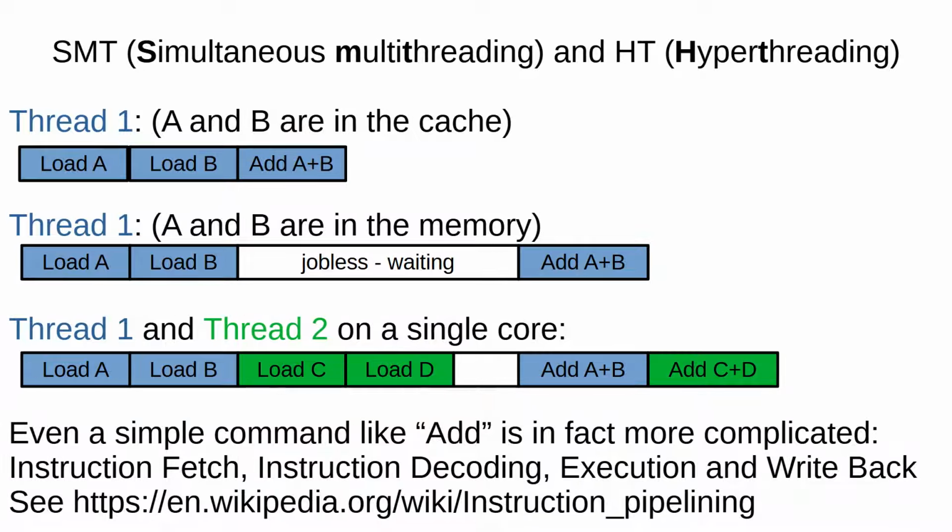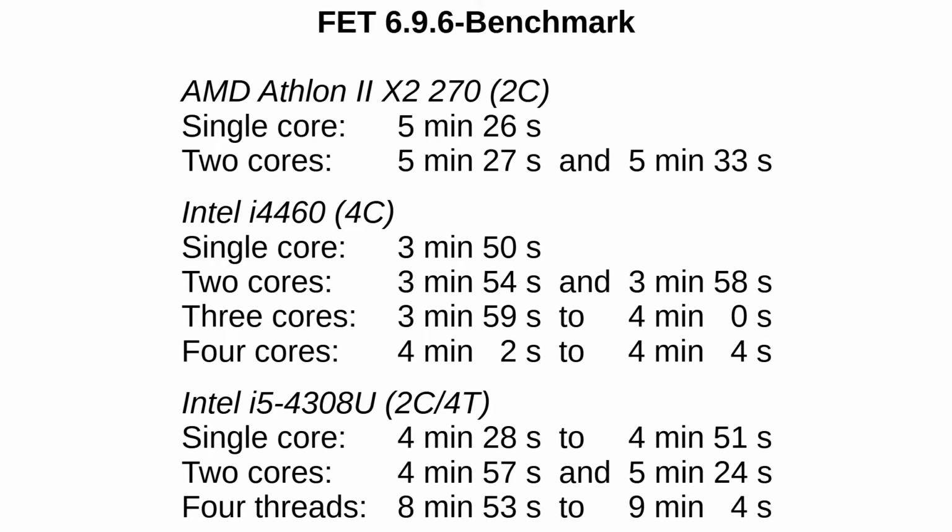Even a simple command like add is in fact more complicated. If you want to add something, you must fetch the instructions, decode the instructions, execute it, and write back the results. But I don't want to talk about pipelining now. Let's check out now a CPU with 2 hyperthreading cores. So 2 cores support 4 threads. You might wonder about the single core results.